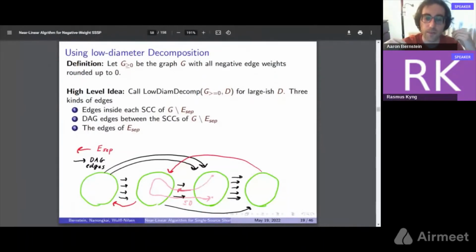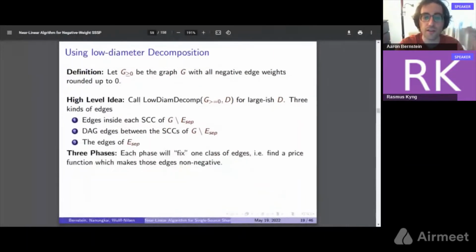Those are the red edges. And so what our algorithm is going to do is it's going to run in 3 phases, and it's going to one by one fix each type of edge. So basically, phase 1 is going to find a price function such that all of the edges inside the SCCs become non-negative. Phase 2 is then going to find the price function that makes sure that all of the DAG edges become non-negative without ruining the edges from case 1. So those are going to remain non-negative. And finally, phase 3 is going to update the price function so that the separator edges also become non-negative.